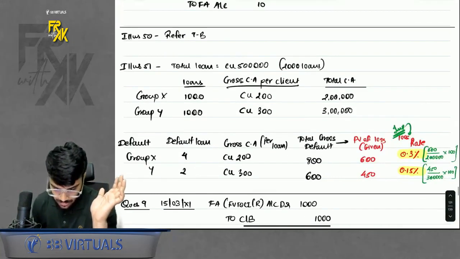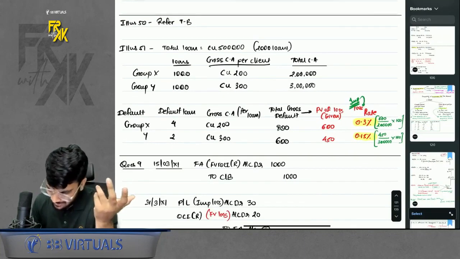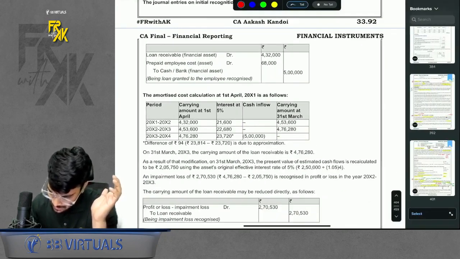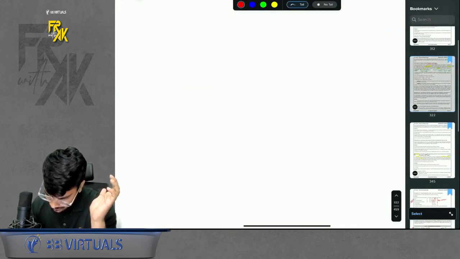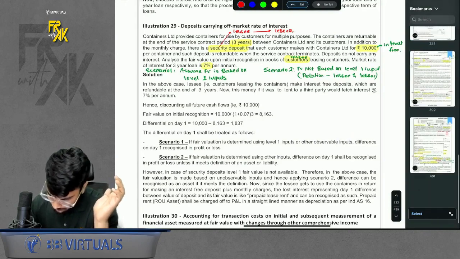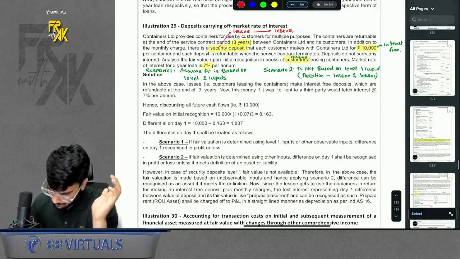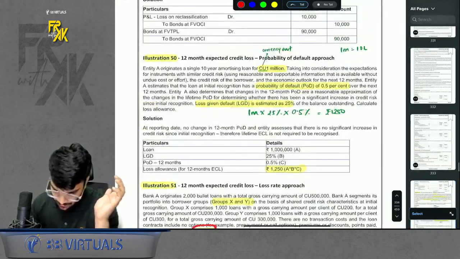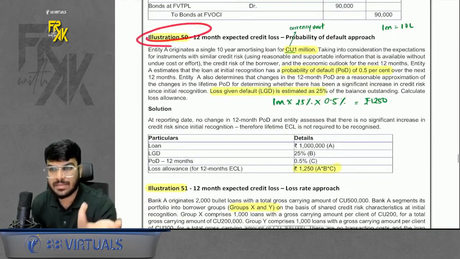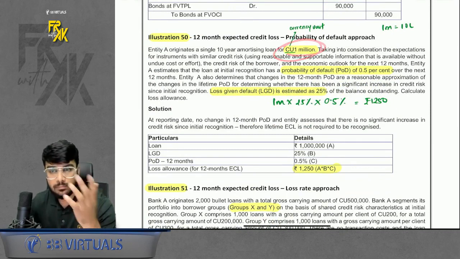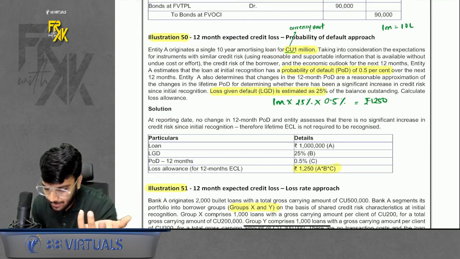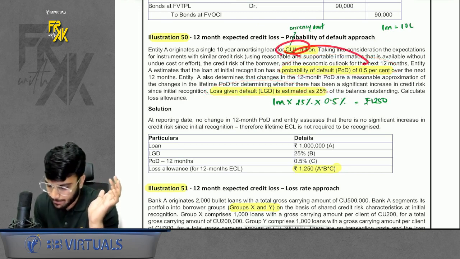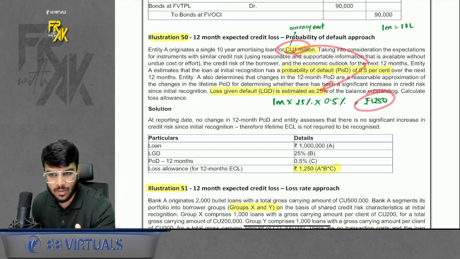Then we have certain questions on impairment as well. Those are fairly straightforward questions, to be very honest, but still I will help you go through the same. Here it is, illustration number 50. This is a question of impairment. We have the value of financial asset, the probability of default, and also loss given default is given. Just multiply this 1 million by 0.5% by 25%, you will get the amount of impairment loss.